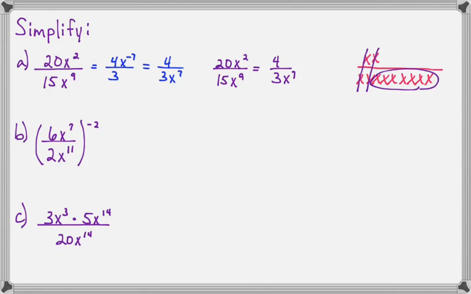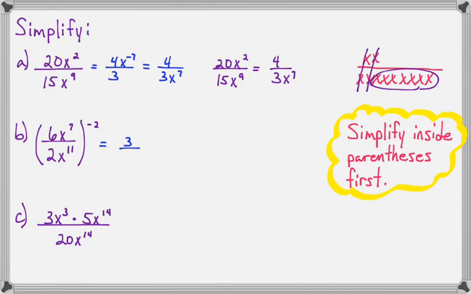So what I recommend to you is make sure that you simplify inside the parentheses first every single time you start one of these problems. So if we simplify first, then 6 divided by 2 simplifies to 3. I have 7 x's in the top and 11 in the bottom. That means there are 4 extra ones in the bottom, so I'll have 3 over x to the 4th. Now it's all to the negative 2. Now we learned in the negative exponent lesson that when we have a negative exponent applying to a fraction, it flips the fraction over. So I've used up the negative part of the exponent by flipping this over.